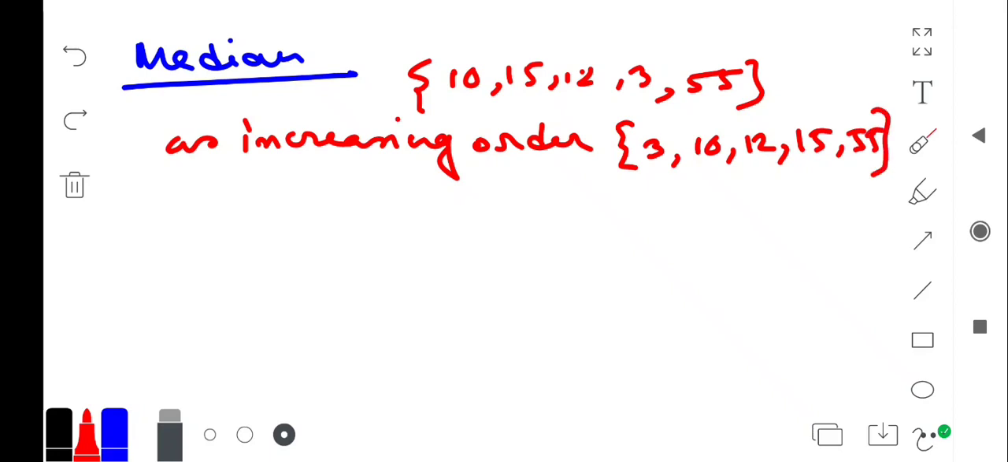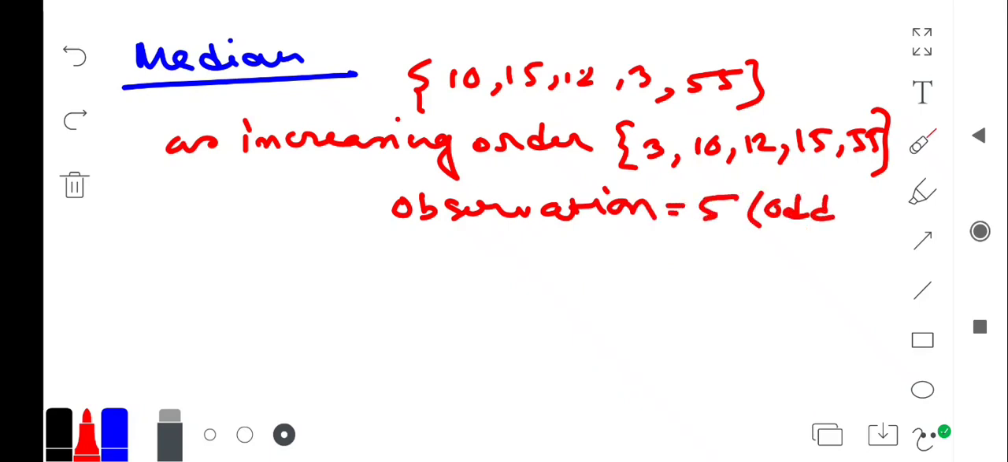So since there are 5 observations and they are basically odd observation, the observations must be odd. Okay, so we have to use the middle term as median. So median in that case, that is 12. Okay, clear?